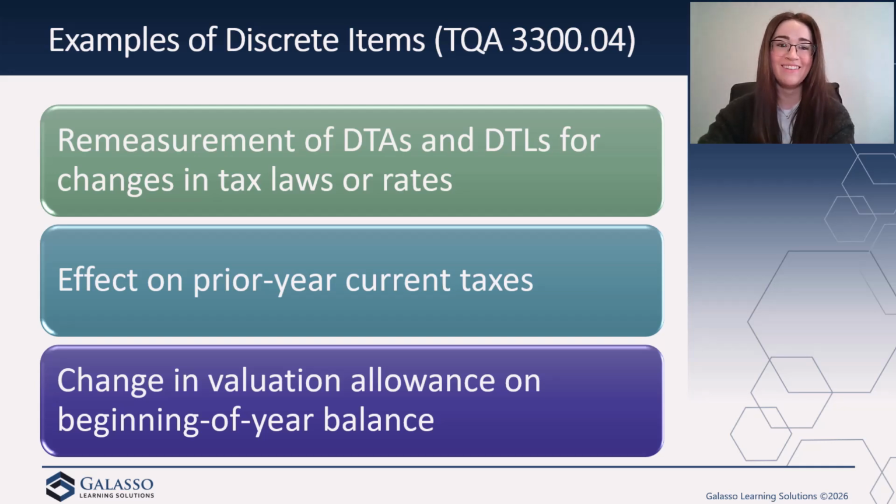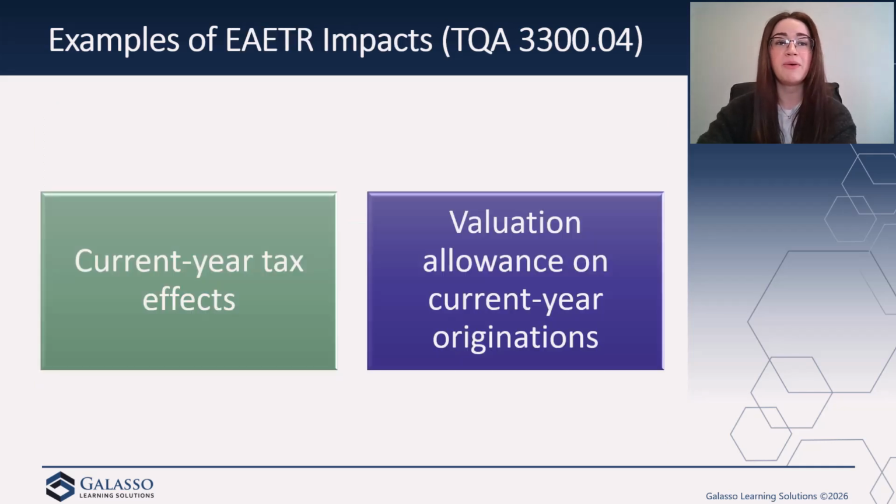But that's not all. We also have the effect on prior year current taxes. These are basically changes in income taxes payable or refundable from a prior year due to new tax laws or tax rates. And then last but certainly not least, we have change in valuation allowance on beginning of year balances. In this case, the effect of a change in judgment about the realizability of an existing deferred tax asset in future years. However, what about these EAETR examples?